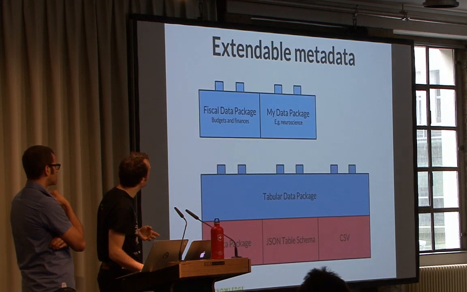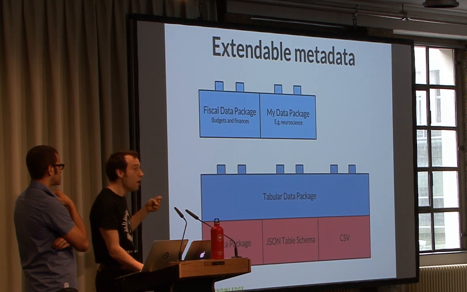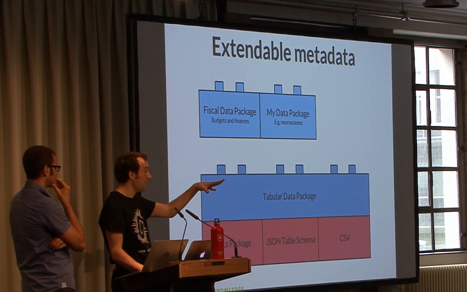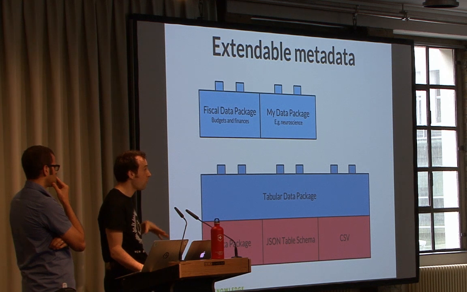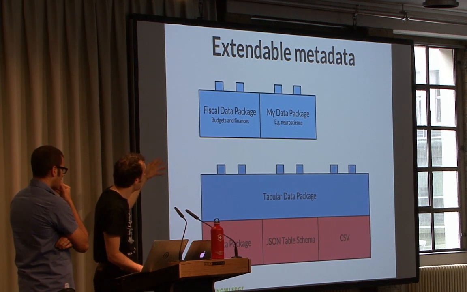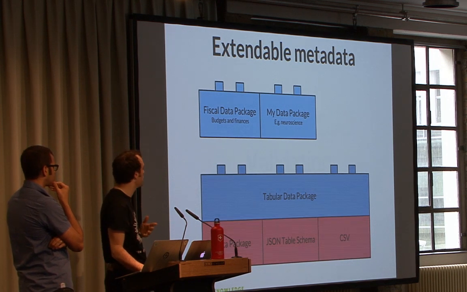And we're just going to be really quick here. You can also extend your metadata. That's the other thing. You could say, for example, I don't just want to have tabular data. I want tabular data which has these 8 fields in it, and it must always have these 8 fields in it. Or I want to describe restaurant quality data, or I want to describe anything. And you can have profiles of data package, like a fiscal data package, or a neuroscience data package.